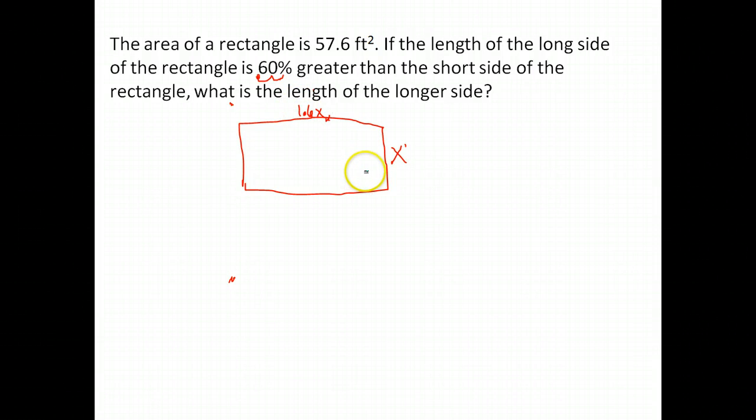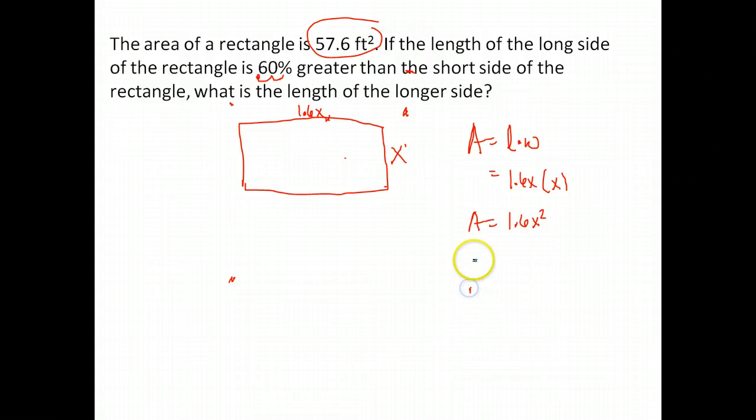x. Well, how would we write the area? Because that's what they gave us, the area of the rectangle. Remember that the area of a rectangle is length times width. In this case, our length is 1.6x and our width is x. So our area is 1.6x squared, because x times x is x squared. Now let's put in what we know our area happens to be. Our area happens to be 57.6.